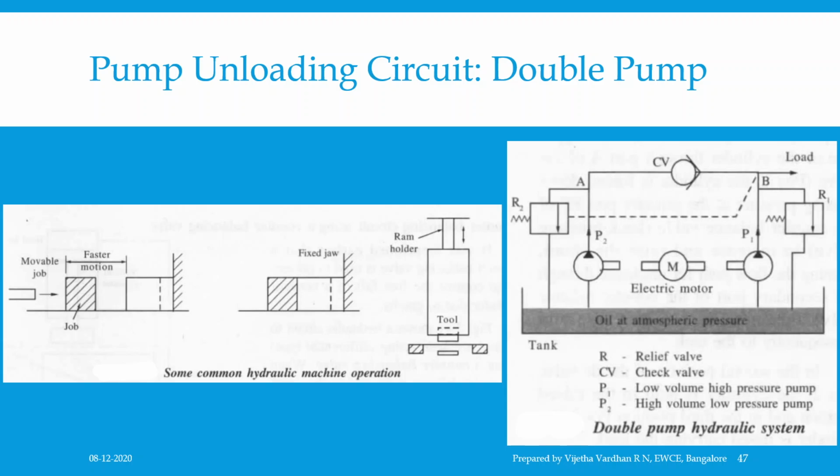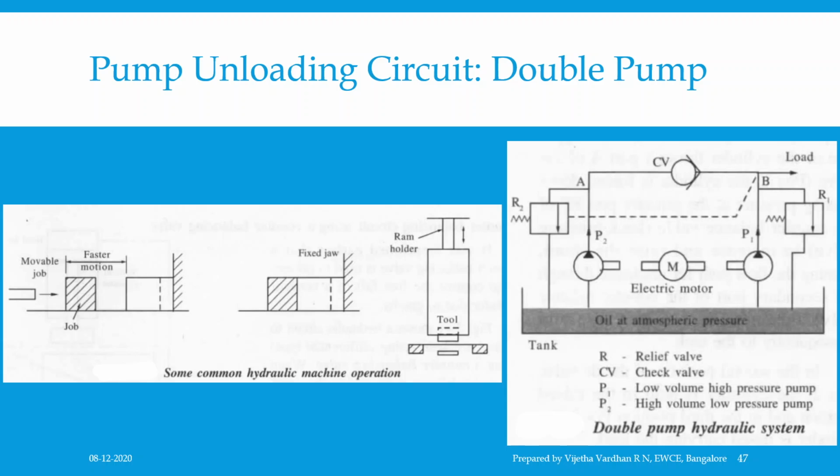Pump P1 is a low volume, high pressure pump, and pump P2 is a high volume, low pressure pump, driven by a common electric motor. Associated with these two pumps are two pressure relief valves R1 and R2 respectively, and a check valve represented by CV. The relief valve R2 is operated by the pressure of P2 and R1 by the pressure of P1.